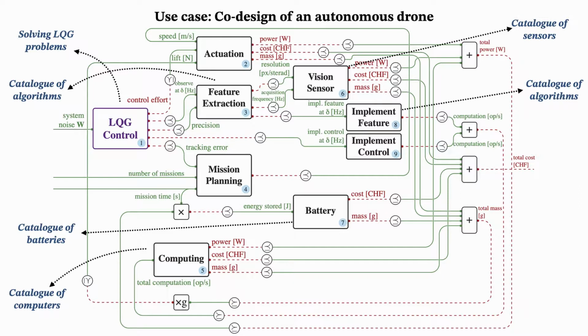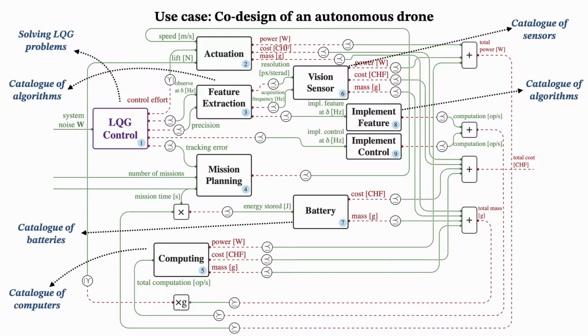Block number 1 represents the LQG problem, and the implementations are given by the solution of LQG problems for different parameters. Information to the control block is given by a feature extractor, which can be implemented by different algorithms, and which receives measurements from a vision sensor. The implementations for the latter are a catalog of sensors. The objectives of the control action are dictated by a mission planning block, which lets the user choose the number of missions the drone has to accomplish and the time they need to last.